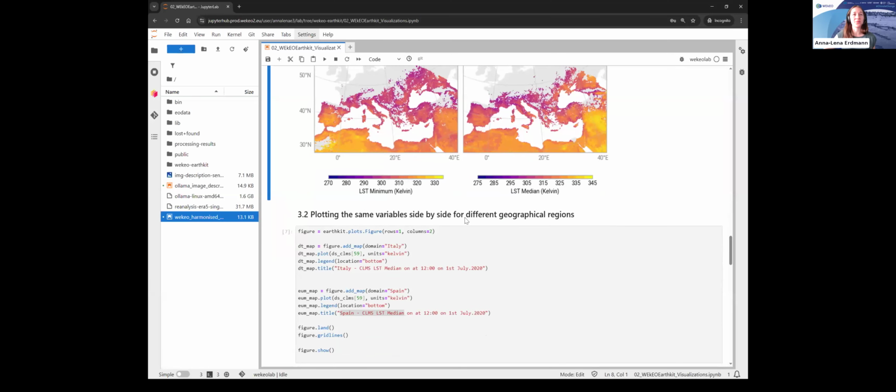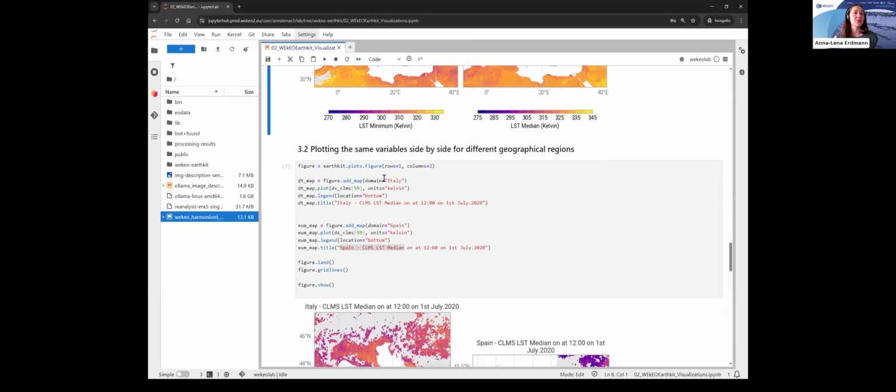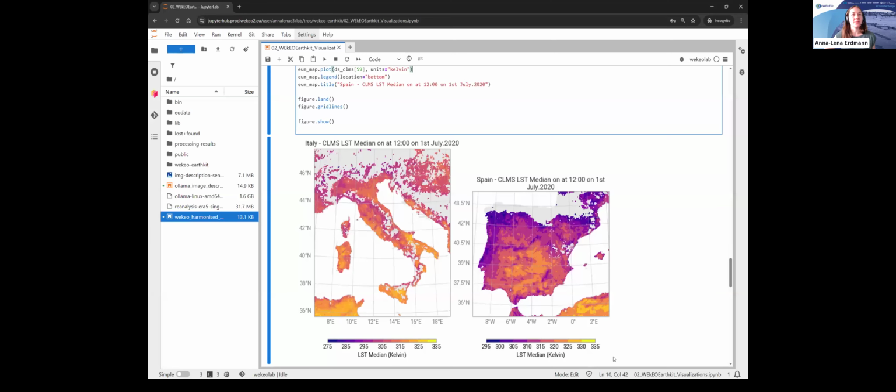You can also select different geographical regions. So here we now select Italy for one and Spain for the next plot. And you see with just those two keywords, we are able to get the two different plots.